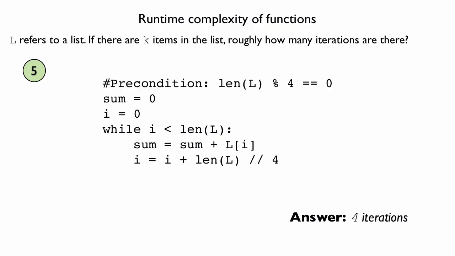Number 5 has 4 iterations, and if I double the length of the list, the number of iterations doesn't change. This makes it a constant runtime function.